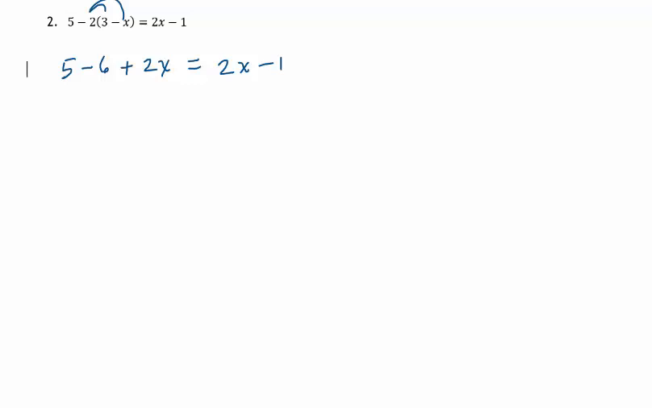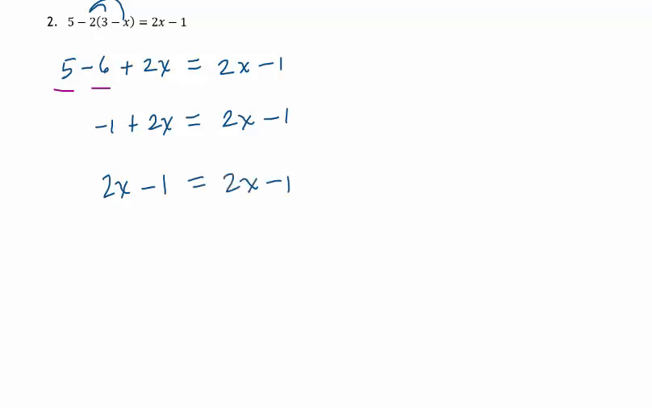Next thing is to combine like terms. In this case, 5 minus 6, those are like terms, and when we subtract them, 5 minus 6 is negative 1, and we are left with negative 1 plus 2x is equal to 2x minus 1. At this point, you probably notice how similar both sides look. We can use the commutative property and rearrange the left-hand side to equal 2x minus 1.